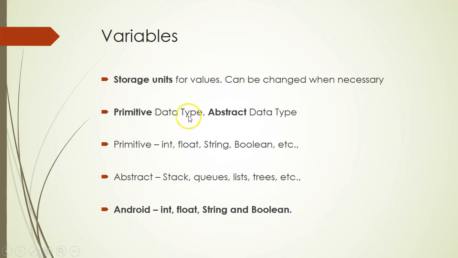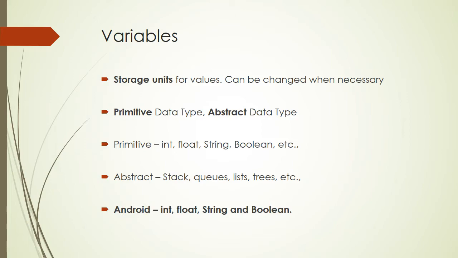There are two major types of variables, otherwise called data types. They are primitive and abstract. I'm not going to go into the details of these data types because this is out of our scope. I'm going to focus on the four main data types: int, float, string, and Boolean, which are mostly used in Android and throughout the duration of this course.